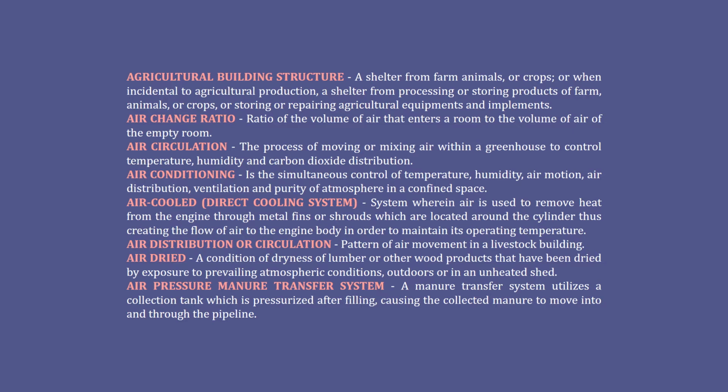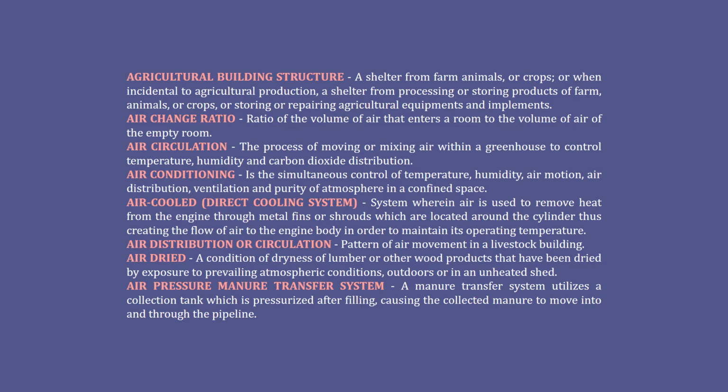Air-cooled, or direct cooling system: a system wherein air is used to remove heat from the engine through metal fins or shrouds which are located around the cylinder, thus creating the flow of air to the engine body in order to maintain its operating temperature. Air distribution or circulation: pattern of air movement in a livestock building. Air-dried: a condition of dryness of lumber or other wood products that have been dried by exposure to prevailing atmospheric conditions, outdoors or in an unheated shed.